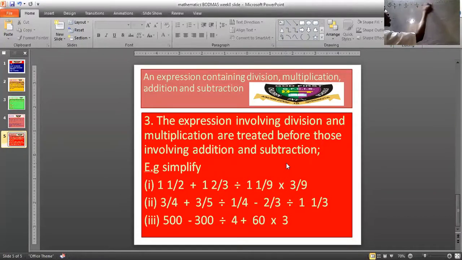3 over 4 plus 3 over 5 divided by 1 over 4 minus 2 over 3 divided by 1 whole number, 1 over 3. Okay, so let's see how that is done.